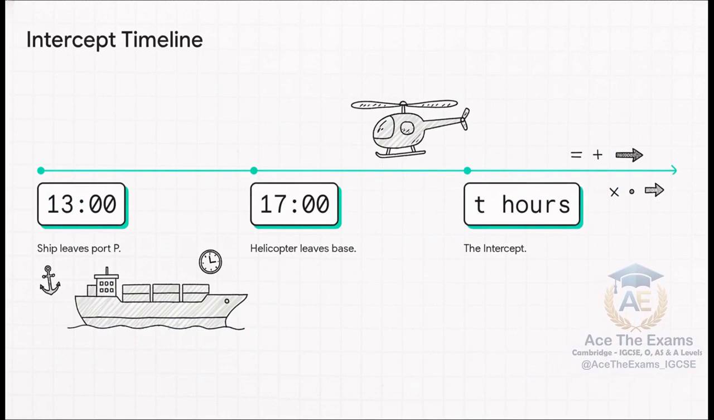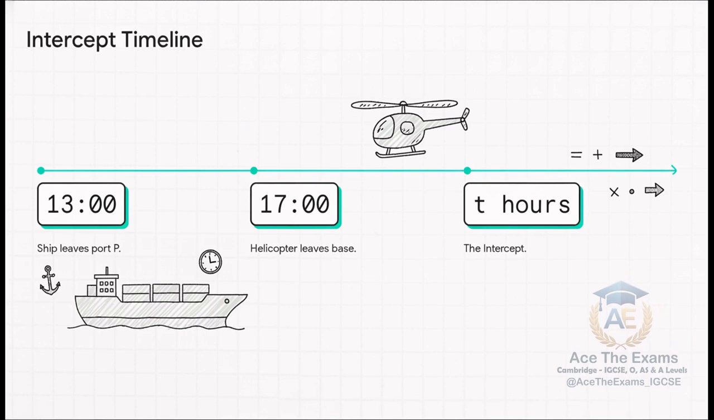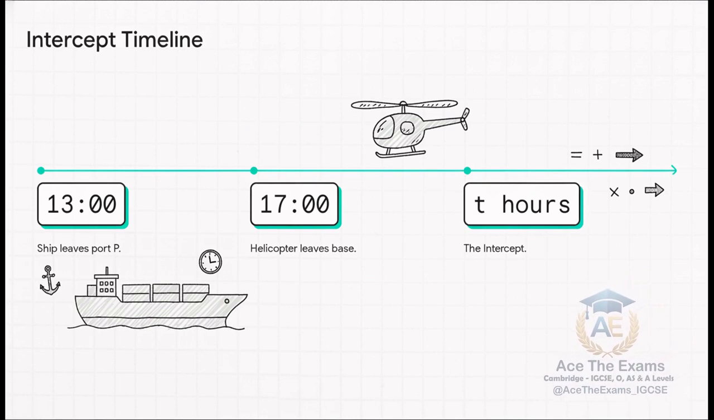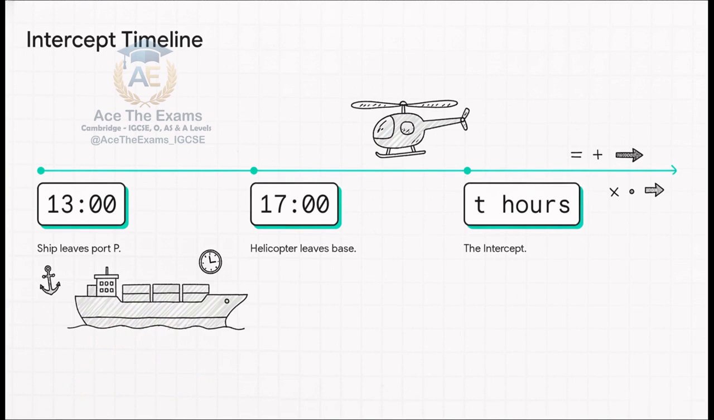The ship leaves port P at 1300 hours. The helicopter doesn't leave its base until 1700 hours. That is a massive 4-hour head start for the ship. We are defining our variable T as the hours after 1700. Mapping out these critical chronological events is essential, guys, because it dictates the time variables in your position equations. The ship's travel time is going to be T plus 4, while the helicopter's travel time is just T.